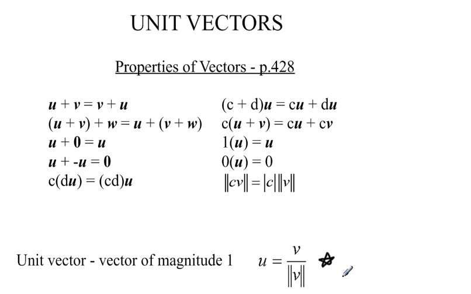Now, I mentioned before unit vectors. A unit vector is a vector of magnitude 1, a vector that's 1 unit long. To find a unit vector, we take the component form of the vector and divide by its magnitude. And our next example is going to ask us to do that. So let's jump right in and try that out.